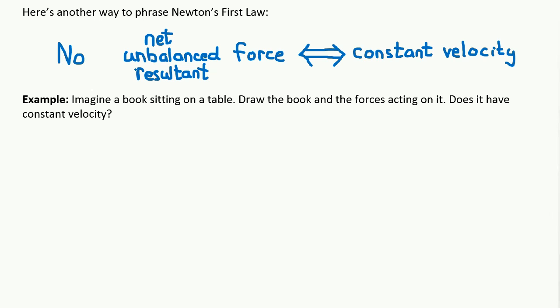Now, let's do a couple of examples to show this law in action and to help you understand the idea of net or unbalanced or resultant forces and what that actually means. In this first example, it says, imagine a book sitting on a table. Draw the book and the forces acting on it. Does it have constant velocity? So let's start with a little diagram of our book on a table.